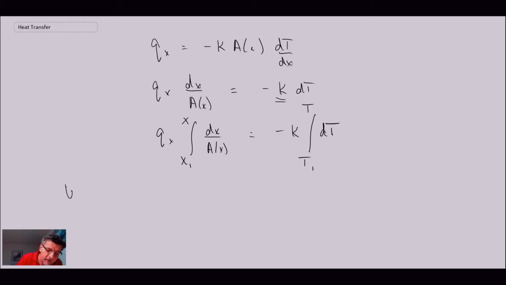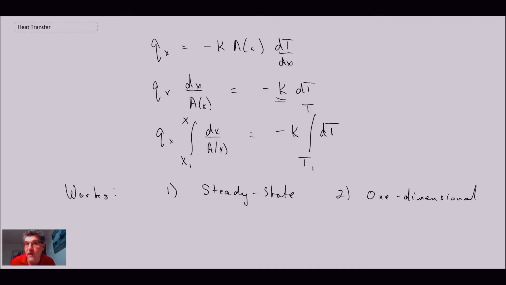Now this works subject to a couple of constraints. One of them, we had to have steady state. The second constraint was one-dimensional, so that means that all the heat is flowing only in one dimension, not in 2 or 3 dimensions, which we'll look at later on in the course. Third, no heat generation inside of the material that we're studying. And the fourth was that k is equal to a constant, so the thermal conductivity is not a function of temperature.